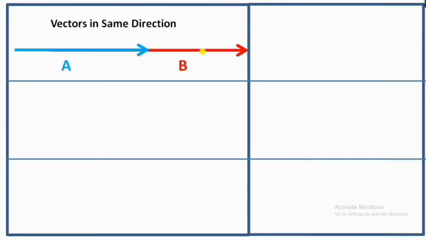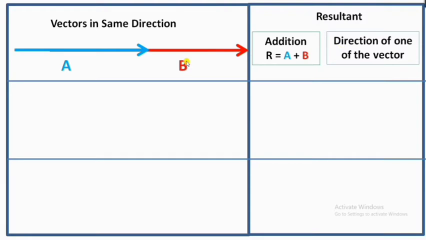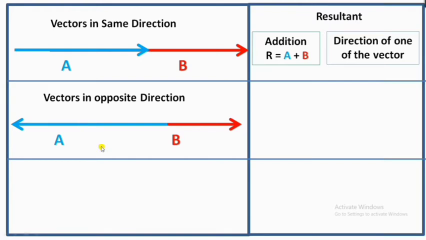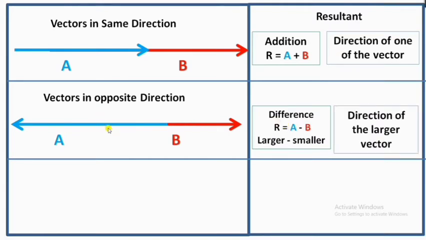So suppose two vectors are in the same direction, then the resultant will be the addition of magnitudes of the two vectors, and the direction will be the direction of either vector. And if two vectors are in opposite directions, then the resultant will be the difference of the two, and it is always larger minus smaller. Out here I have shown that A is larger than B, so I have written A minus B, otherwise I would have written B minus A. And the direction will be the direction of the larger vector, because I am subtracting B from A, so A is larger, so the resultant will be towards A.